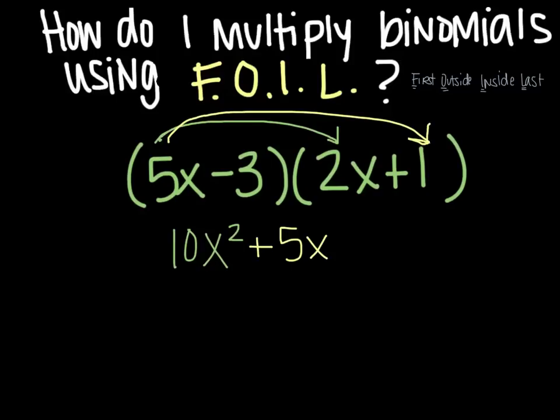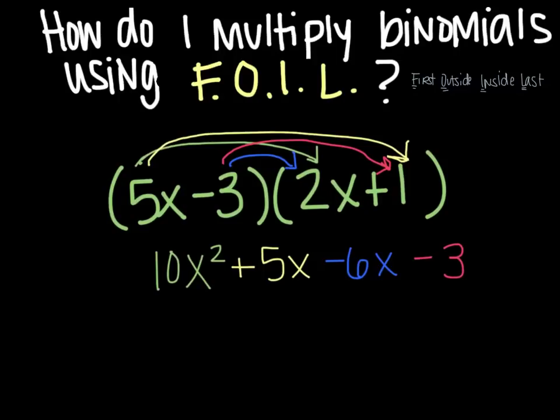Then you're going to do inside, which means the two inside ones, so -3 and 2x, which would give you -6x. And then the last piece you're going to do is last, which means the last two terms, so the -3 and the 1, which would give you -3. And then that would be your final answer once you combine like terms.